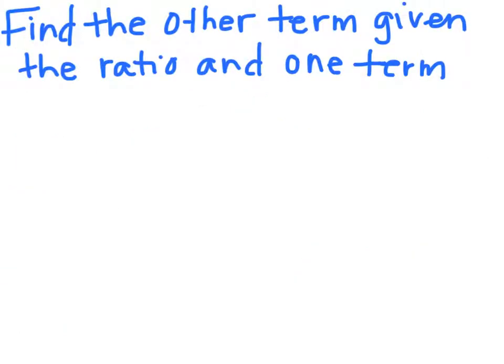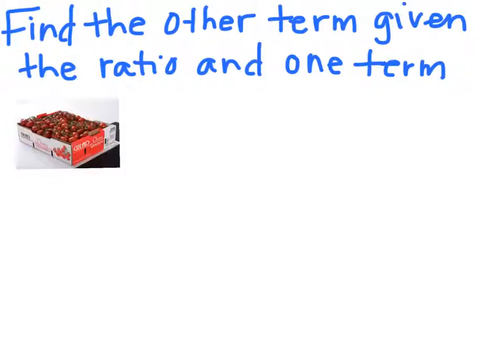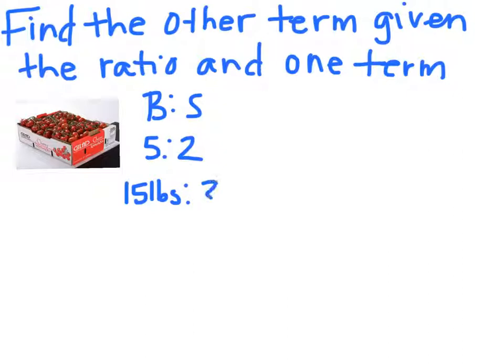And here we are at our final idea for Chapter 7.3. We're going to learn to find the other term given the ratio and one term. Harold divides a carton of tomatoes into 2 portions. The ratio of the mass of the bigger portion to the smaller portion is 5 to 2. The mass of the bigger portion is 15 pounds. What is the mass of the smaller portion?